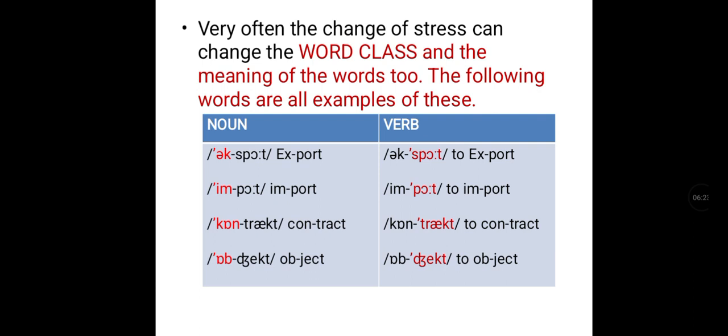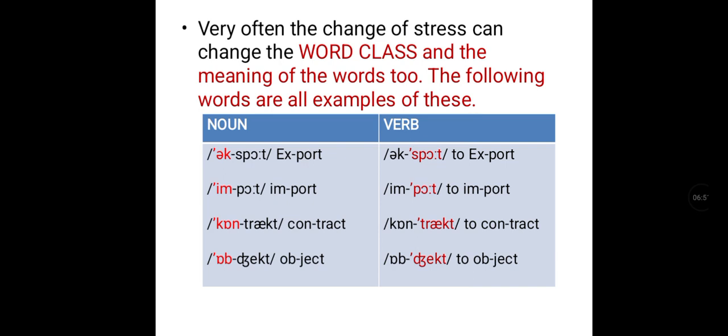Before we go to rule number 4, it is also very important for us to notice that very often the change of the stress can change the word class and the meaning of the word too. The following words are all examples of this. You see on this part we have nouns and here we have verbs, and it is the same word, but you will realize that the stress pattern has been changed.